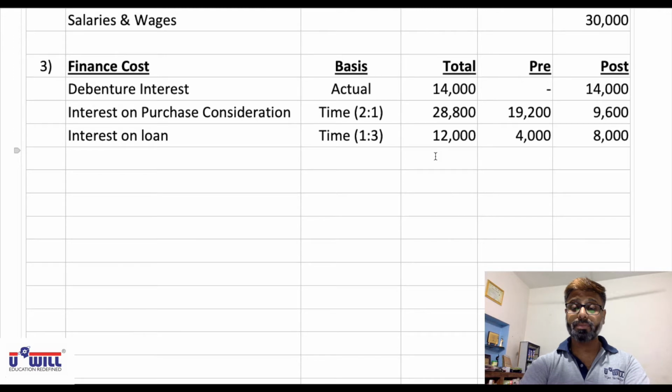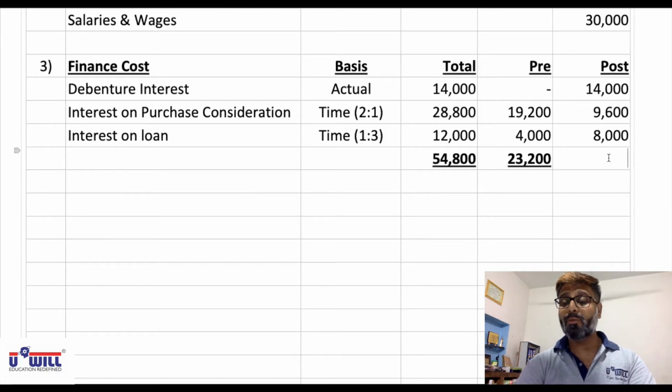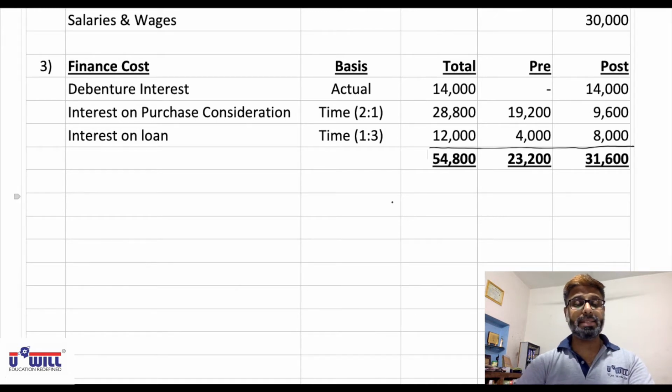Now, total 14 plus 28, 42 plus 12, 54,800. Then 19,200 plus 4,000, 23,200. All of you must be able to do this on calculators. 14,000 plus 9,600, 23,600 plus 8,000, 31,600. Okay. So this will be the total amount of finance cost, which we will directly take in the profit and loss statement. Then C, D, E, F, do.